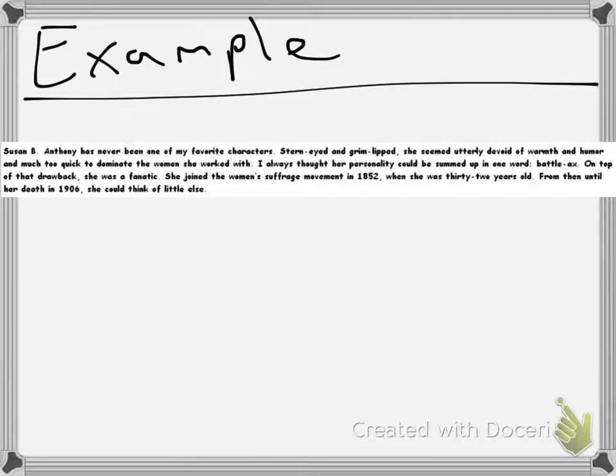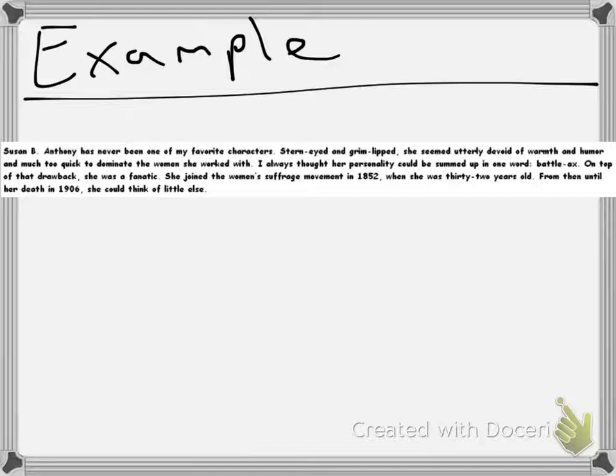So a good example, and this is The United States versus Susan B. Anthony by Margaret Truman. Susan B. Anthony has never been one of my favorite characters. Stern-eyed and grim-lipped, she seemed utterly devoid of warmth and humor and much too quick to dominate the women she worked with. I always thought her personality could be summed up in one word: battle-axe. On top of that drawback, she was a fanatic. She joined the women's suffrage movement in 1852 when she was 32 years old. From then until her death in 1906, she could think of little else.